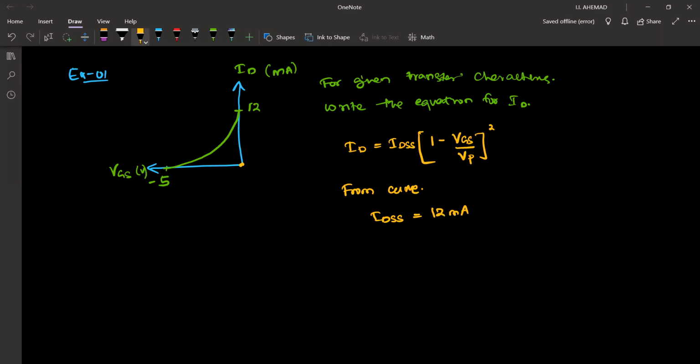Next, we need VP. VP is equal to the modulus of VGS off. So what is VGS off? That is when the current becomes 0. When the current becomes 0, VGS is 5. Therefore, VP is equal to 5. Then the equation for ID is ID equal to 12 times (1 minus VGS over 5) squared milliamperes. Clear?